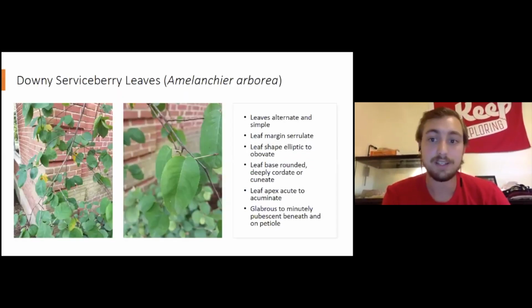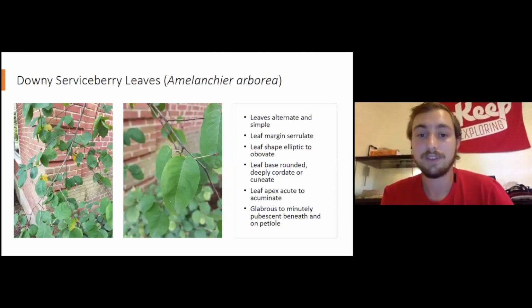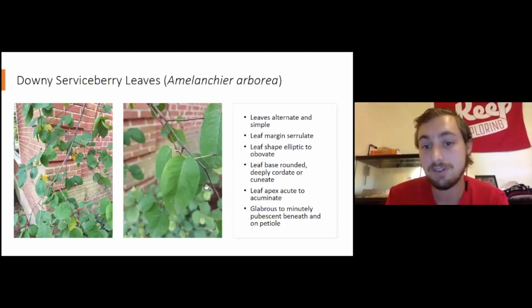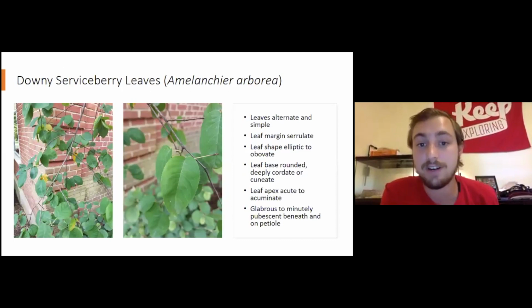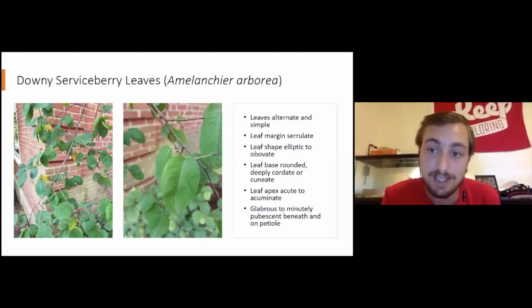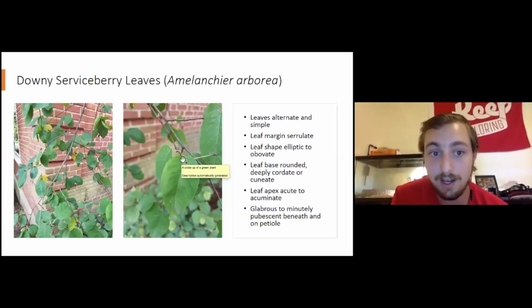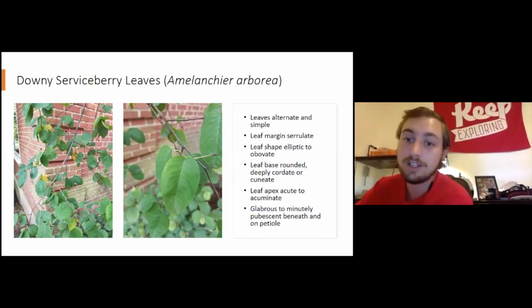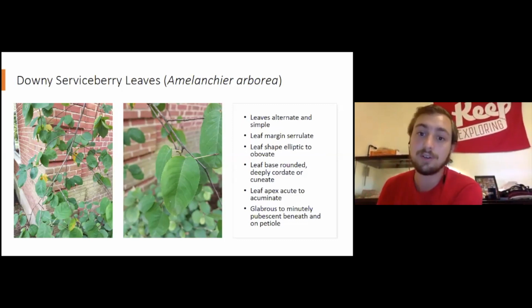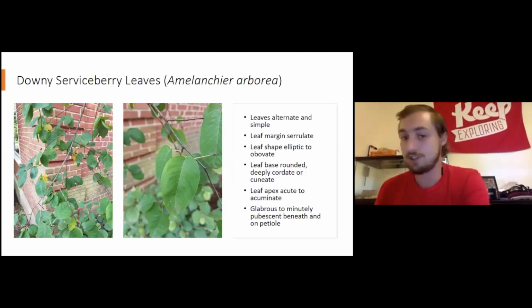So for our serviceberry leaves, they again are alternate and simple. The leaf margin is serrulate, so these very small serrations along the margin of the leaf. The serrations, remember, are different than dentations because a serrate leaf will have those teeth pointed towards the apex of the leaf, whereas dentate really just points straight out. Our leaf shape is elliptic to obovate, so opposite of egg-shaped. It has a rounded or really cordate leaf base, and more rarely a triangular cuneate base. Our leaf apex is acute to acuminate, so either triangular or almost pinched to the tip.